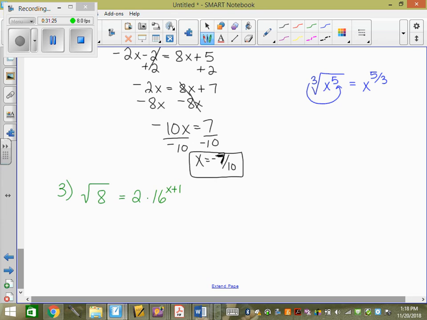Okay? So what if it doesn't have an index? You told me it's a 2. What if it doesn't have an exponent? What is the exponent? A 1. So what is the square root of 8 as an exponent? 8 to the 1/2.